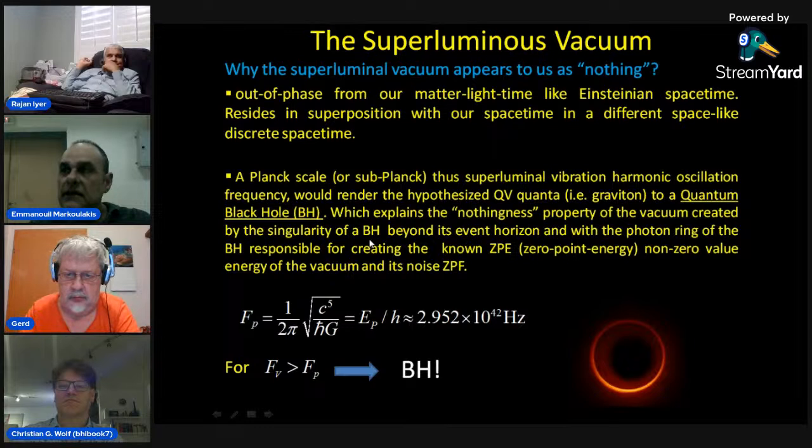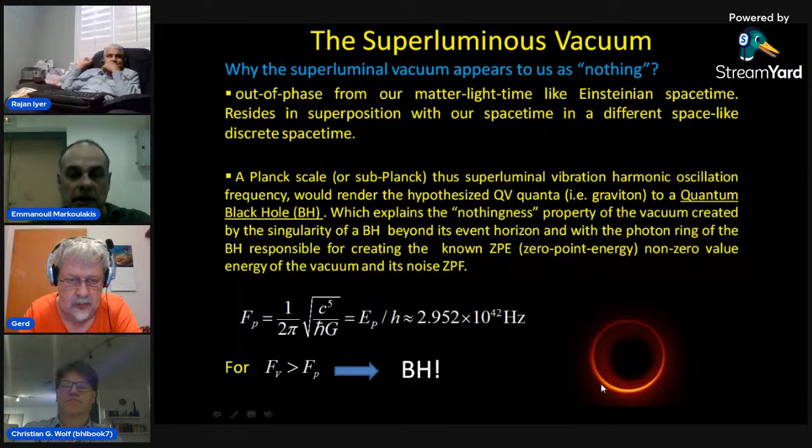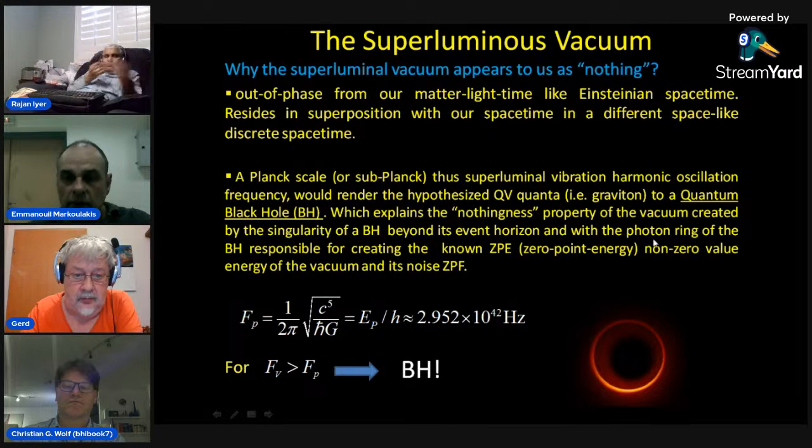But this then ties very nicely with what we observe macroscopically of the vacuum, because it explains the nothingness property of the vacuum created by the singularity of the black hole. So here we have the graviton, and here is the singularity. If you imagine that this is now a microscopic quantum black hole, you have the singularity after the event horizon, okay? And the photon ring here, this is the 0-point energy. The photon ring here explains the 0 point.